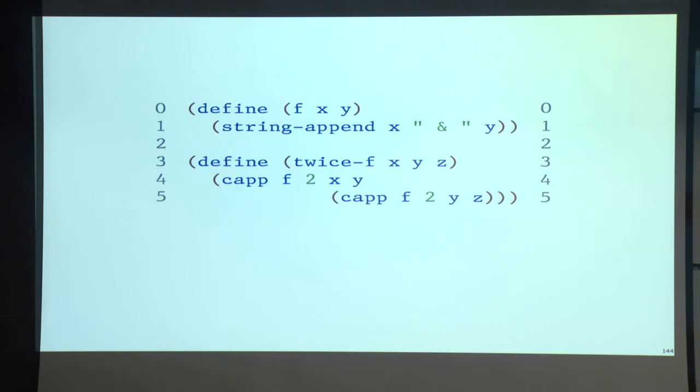Does everybody get this? On line 4, f gets 2 arguments, but there are 3 sub-expressions, so that'll be a syntax error. And on line 5, f gets 2 arguments, y and z, and that matches the 2, so that won't be a syntax error.